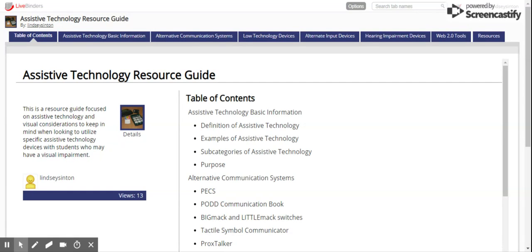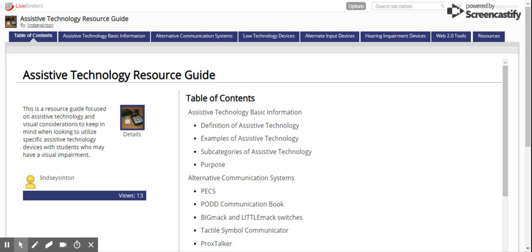I have created a live binder for our Assistive Technology Resource Guide final project. I created this guide with the purpose of sharing specific devices and then including some visual considerations for each one, so that my fellow colleagues who are also teachers of the visually impaired, as well as other members of the school teams that I'm on, have this as a resource for things to think about when looking to trial specific assistive technology devices or tools with some of my students who have different visual struggles and issues.